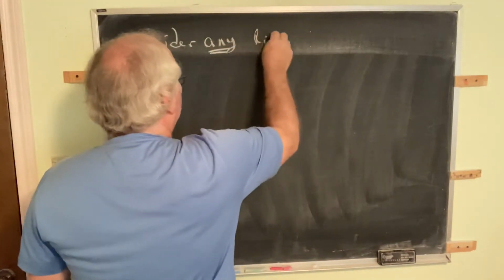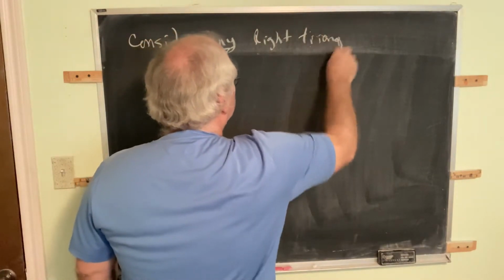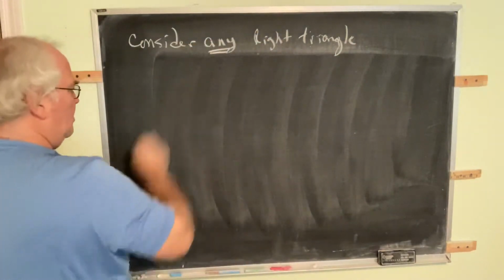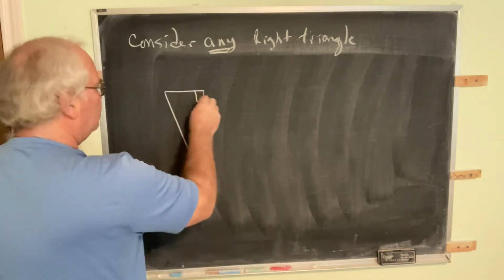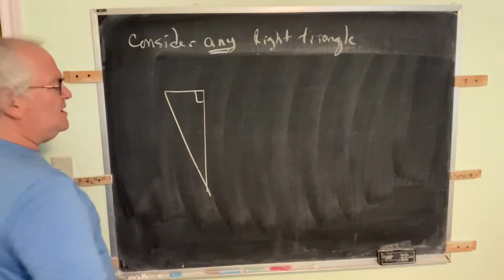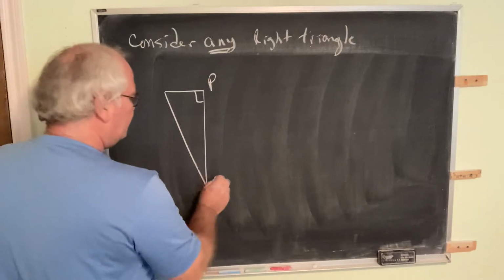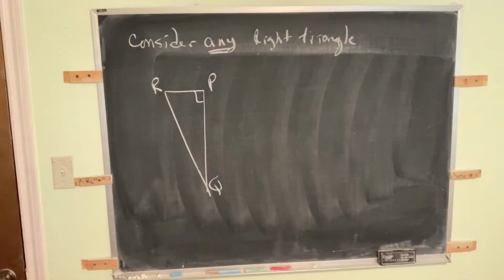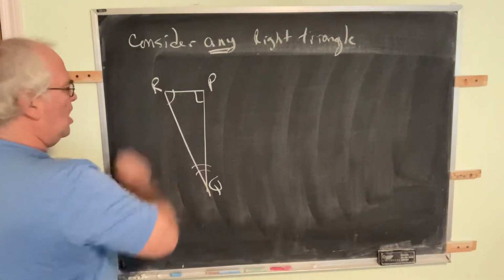So, consider any right triangle. I'm just going to make any right triangle. It can be any orientation we like. Let's get off the ABC schneid. Let's call this PQR. All right, PQR. And let's call this angle Q. Let's call this angle R.